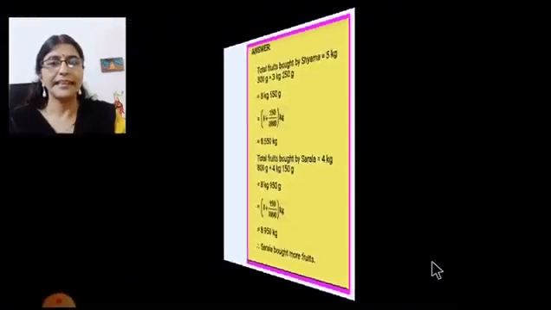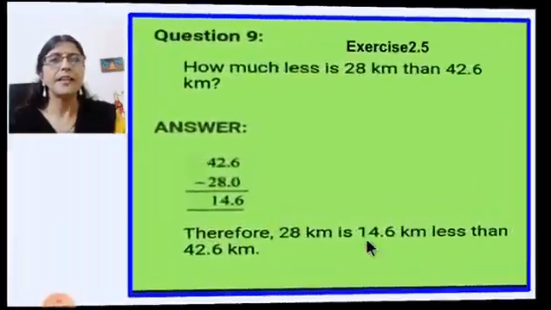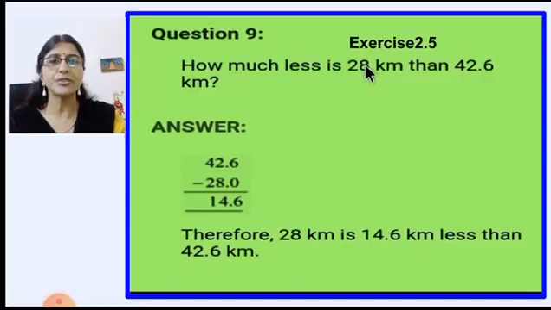Now let us see the next question. Question number 9 of same exercise 2.5. How much less is 28 kilometer than 42.6 kilometer? When we find out how much less, we have to subtract. First we'll write the bigger number 42.6, then minus 28. And then we are going to subtract these two numbers.